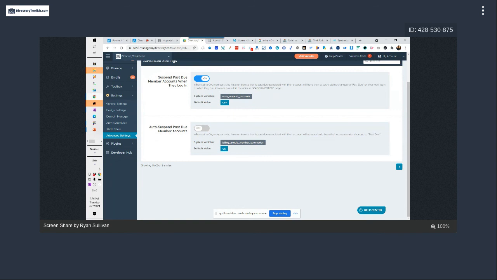If this is on and they log in after any of those days after they're past due, it's automatically going to lock them out at that point, because that right there was their opportunity when they're logging in to go pay the invoice. And if they decide not to do that, I'm going to lock them out at that point.